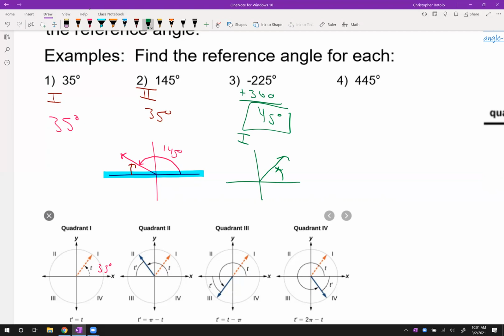What about 445? Well, that's way too much. I want to get rid of 360 of those because I want to find out where I'm really located, and that's 85 degrees. Well, 85 degrees is still in that first quadrant, so my reference angle is going to be 85 degrees.